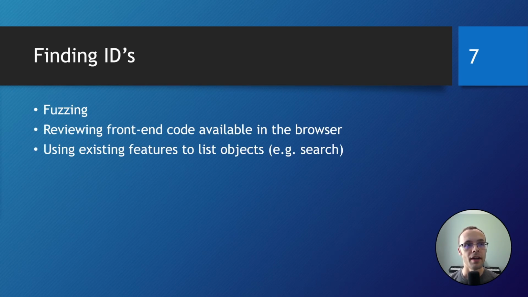So there's several ways to find IDs. We can use fuzzing or guessing. So for example, if they're sequential IDs and we see that they're incrementing, we can easily try starting from 1 and go up. We can also review front-end code available in the browser to see if IDs are calculated, or we can use existing features to list or search objects using the API of the service. So for example, if I can list users or objects, then I could potentially see their IDs and then exploit that through this IDOR vulnerability.